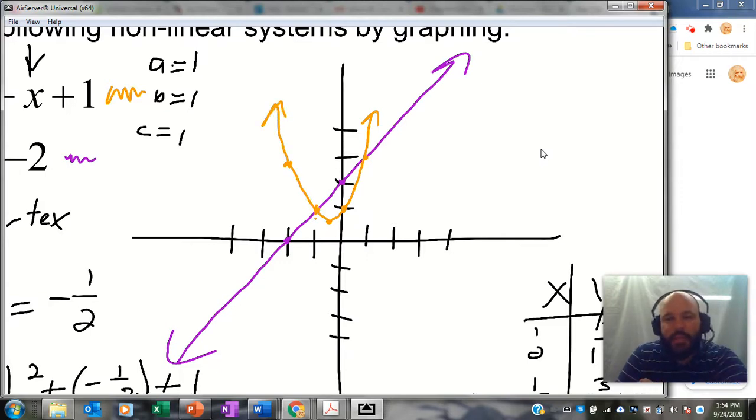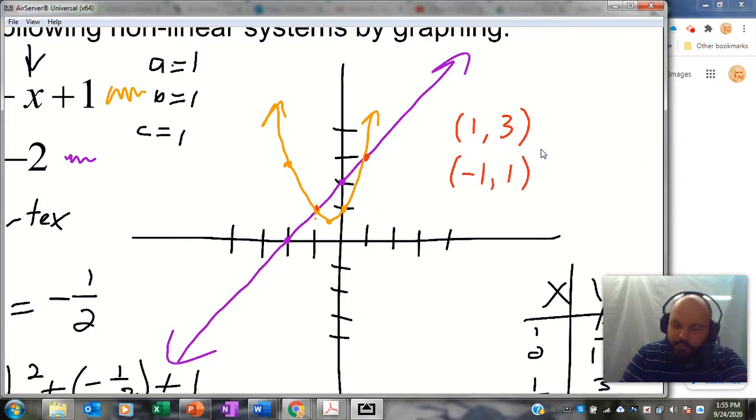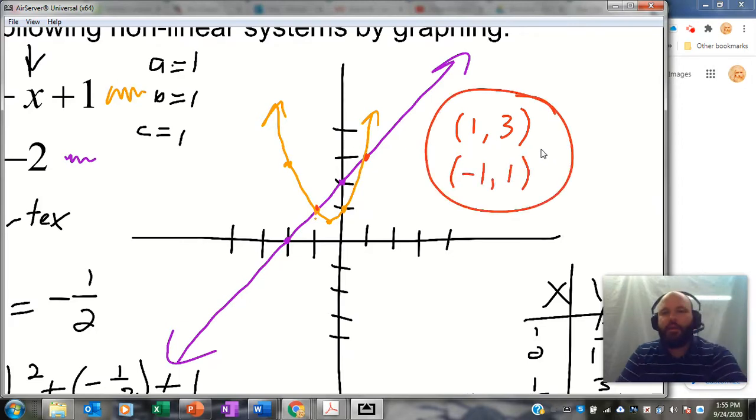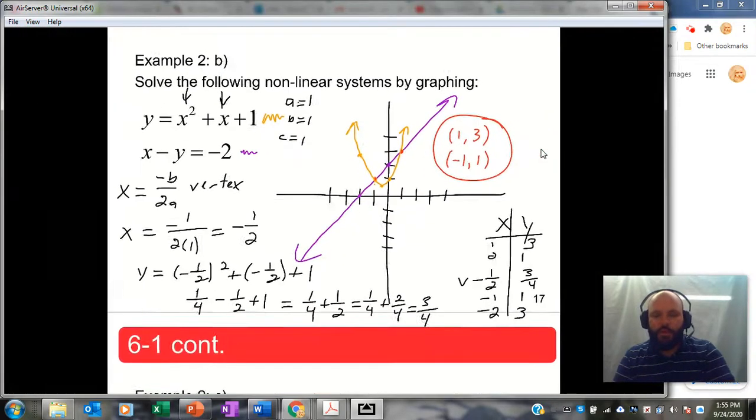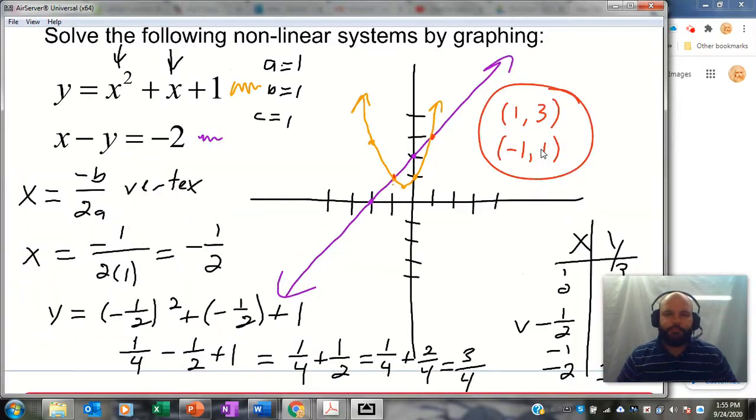Now it appears to me that there's 2 points of intersection. It looks like this point right here, and it looks like this point right there. So we need to determine what those are. And that point, the first one would be 1, 3. And then the second one would be negative 1, 1. And right there is what we've been looking for, which are the two ordered pairs. So those two are going to be the solution to our equation.